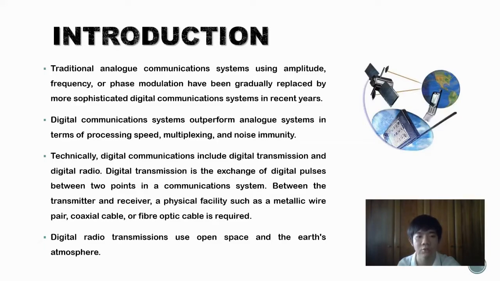Digital transmission is the exchange of digital pulses between 2 points in a communication system. Between the transmitter and receiver, a physical facility such as a metallic wire pair, a coaxial cable, and also a fiber optic cable is required for this process. And digital radio transmission is used in open space and also the Earth's atmosphere.